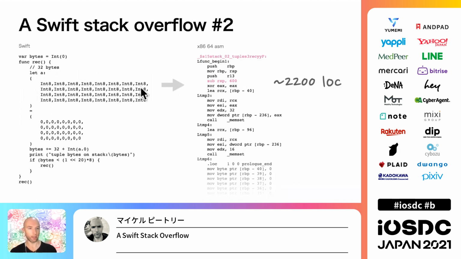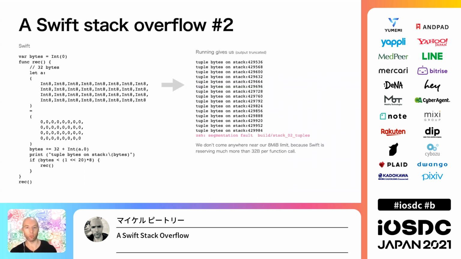Next, we have another simple example, this time where we declare a tuple on the stack of 32 bytes. And we keep recursively calling this function until we are able to declare 8 megabytes worth of tuple on the stack. So this creates 2,200 lines of assembly code, so we won't go into all of that. But once again, the most important thing to note is that at the start of our function, we effectively reserve some stack space. And in this case, it is 600 bytes of stack space, which is a lot.